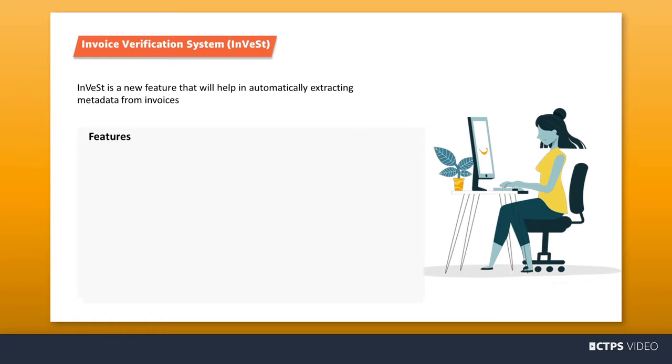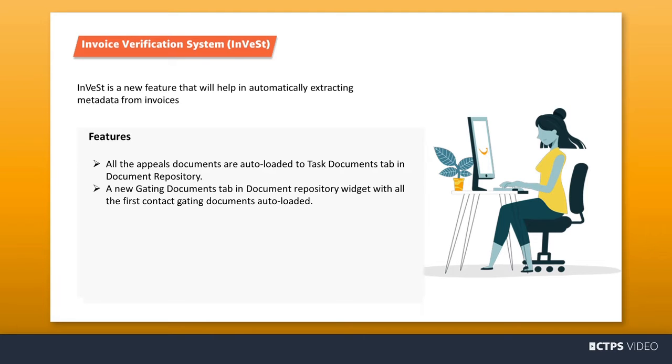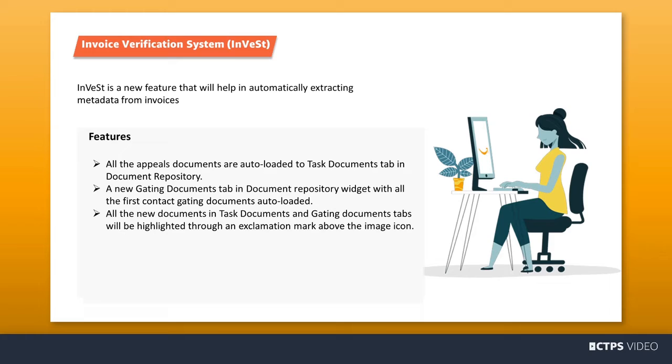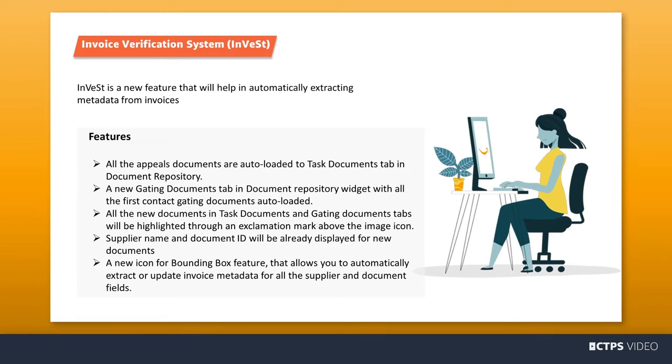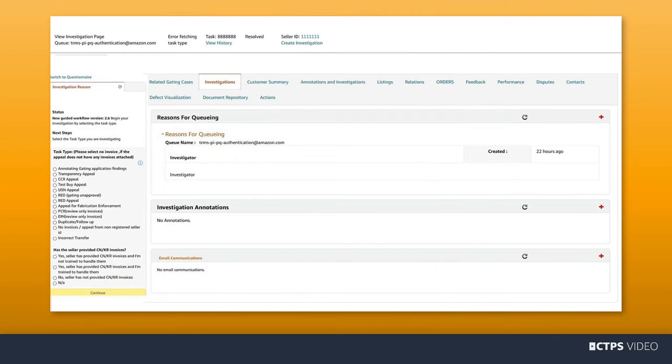The list of features includes: all appeals documents are auto-loaded to the Task Documents tab in the Document Repository, and a Gating Documents tab in the Document Repository widget with all the first contact gating documents auto-loaded. Documents in the Task Documents and Gating Documents tabs are highlighted with an exclamation mark above the image icon. Supplier name and document ID are already displayed for new documents. And a bounding box that allows you to automatically extract or update invoice metadata for all the supplier and document fields.